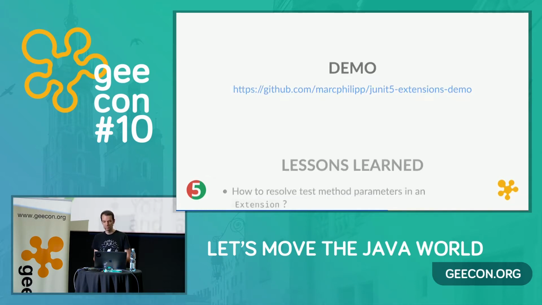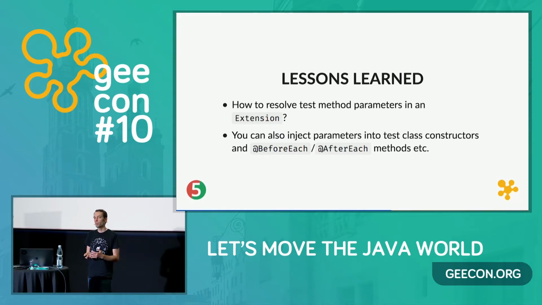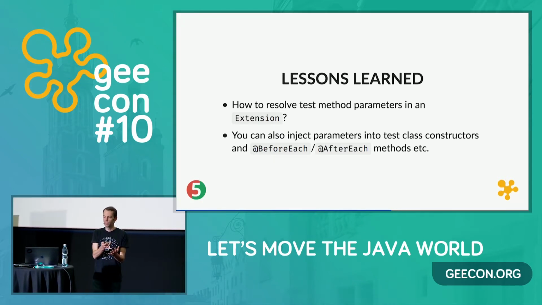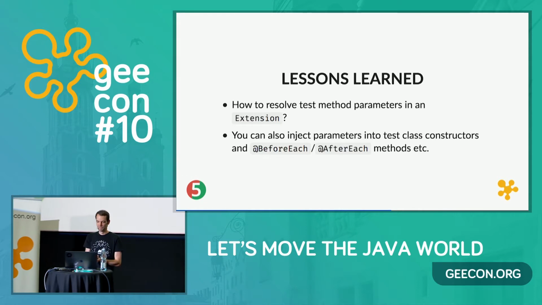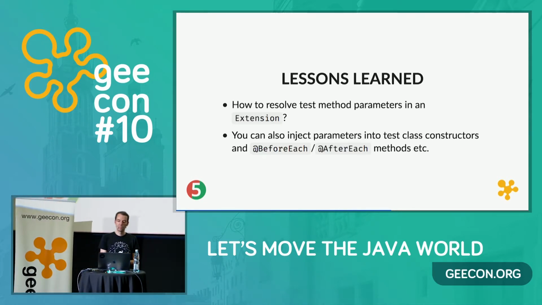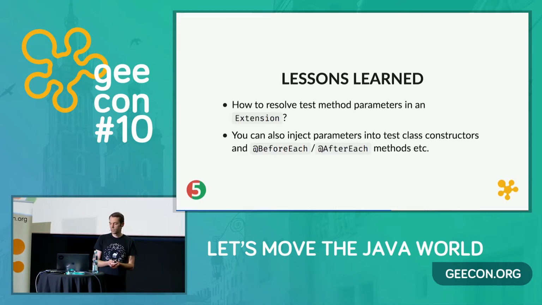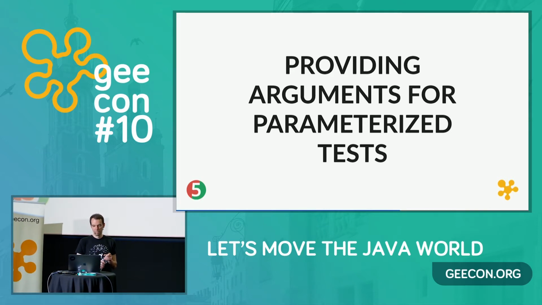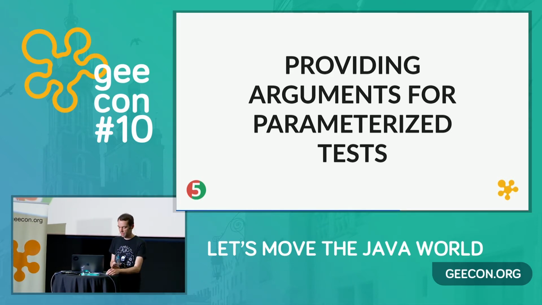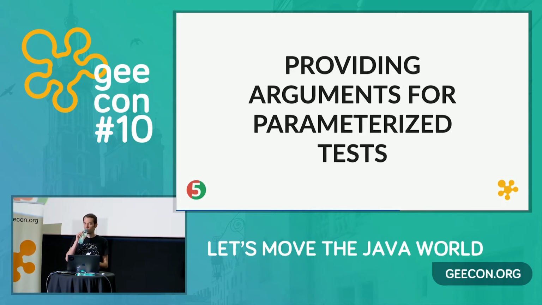All right. So you can use this in whichever way you like. One way to use this is to provide some information back from the extension to the test method, like in this case. You can also use this for test class constructors, for before each or after each methods. It's not just for test methods. Okay, next up is actual parameterized tests, not just tests with parameters.